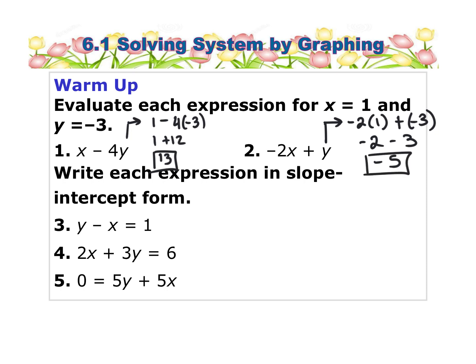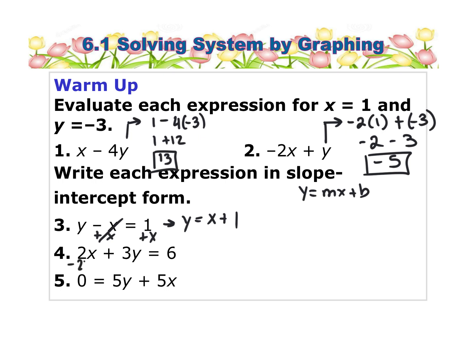Then for 3, 4, and 5, they want us to write each expression in slope-intercept form. Now for number 3, all I need to do is add the x on both sides. So that's going to give me y equals x plus 1. Guys, remember slope-intercept form is y equals mx plus b. So this is what we're trying to rearrange everything to.